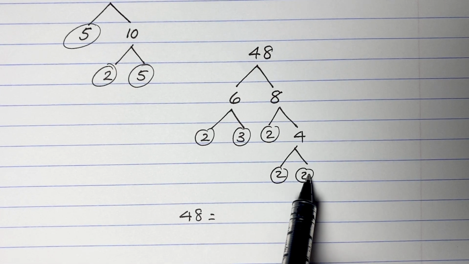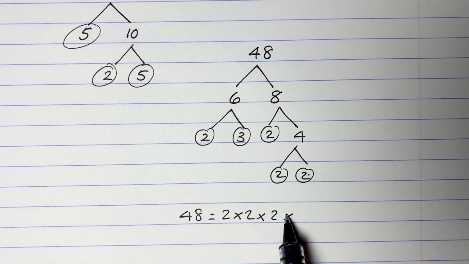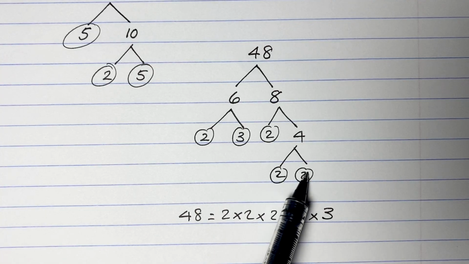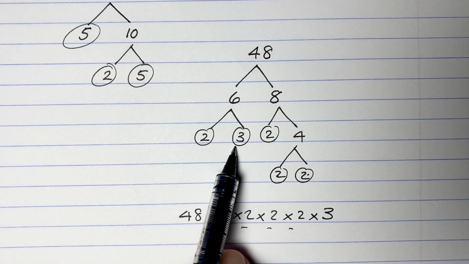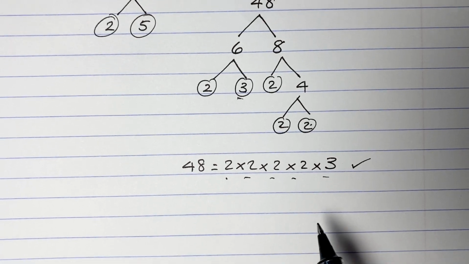So 48 can be written as 4 2's times together times 3. Check. 2 times 2, 4. 4 times 2, 8. 8 times 2, 16. 16 times 3 is 48.